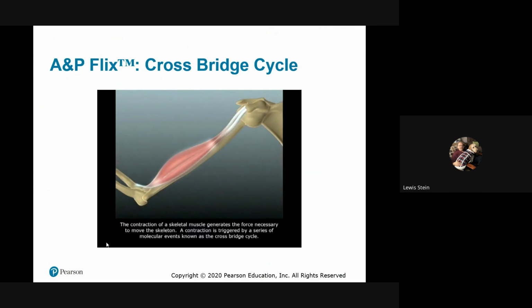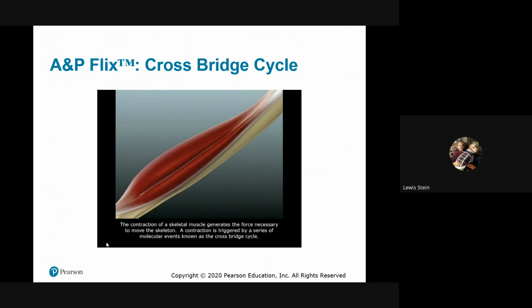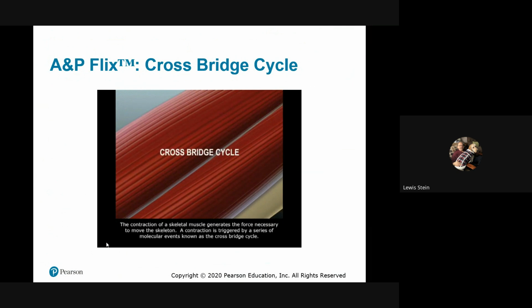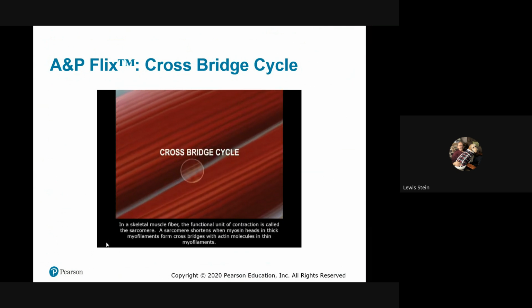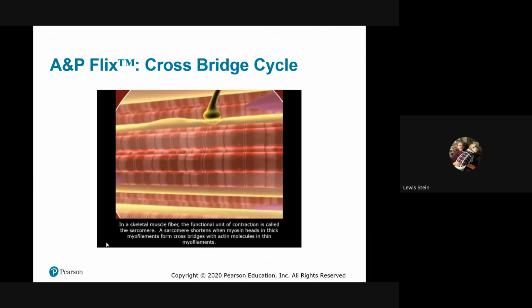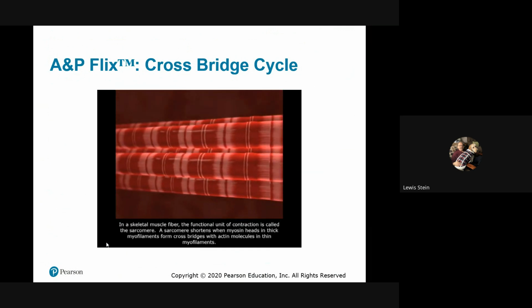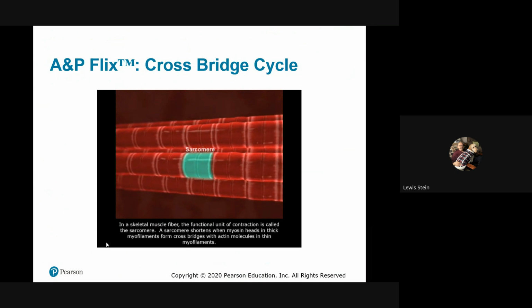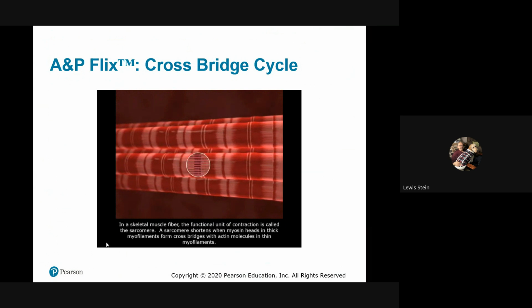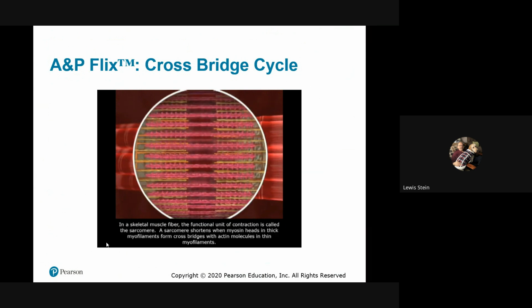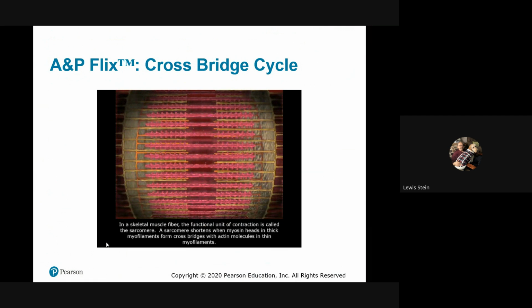The contraction of a skeletal muscle generates the force necessary to move the skeleton. A contraction is triggered by a series of molecular events known as the cross-bridge cycle. In a skeletal muscle fiber, the functional unit of contraction is called the sarcomere. A sarcomere shortens when myosin heads and thick myofilaments form cross bridges with actin molecules and thin myofilaments.